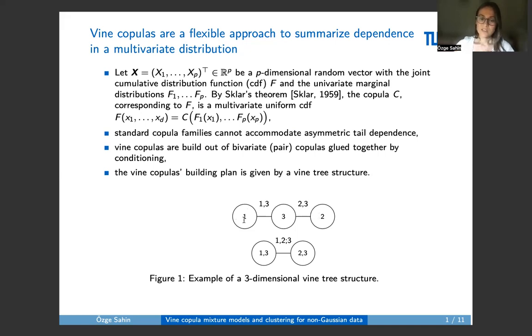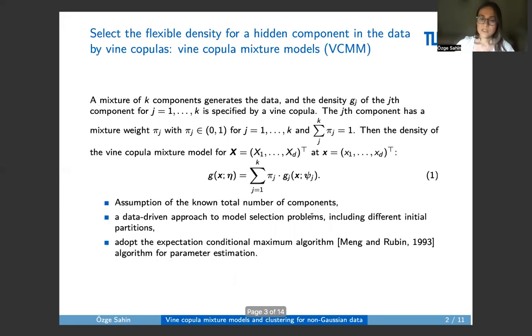This vine tree structure models the dependence between the first and the third variable and the third and second variable. Then in the second tree, it models the conditional dependence between the first and second variable given the third variable. Each edge can have a different dependence structure. For instance, there can be symmetric dependence here and asymmetric tail dependence here. Such flexibility can be extended and combined with mixture models. So we are saying, why not select the density for a hidden component in the data by Copulas, and propose Copula mixture models.